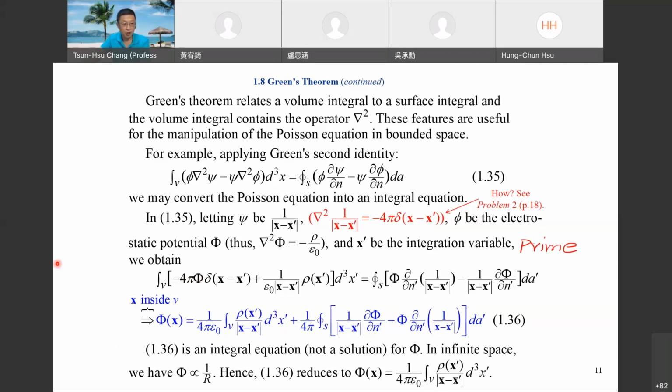Yeah, because the delta function is quite important. We use the delta function a lot. Okay? Delta function, just a moment.